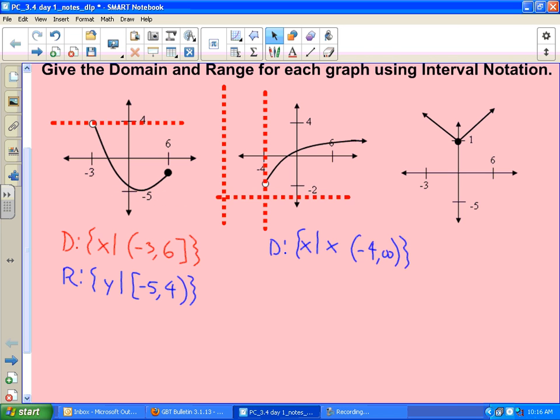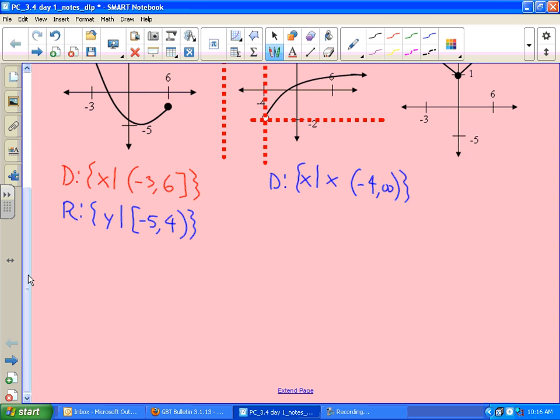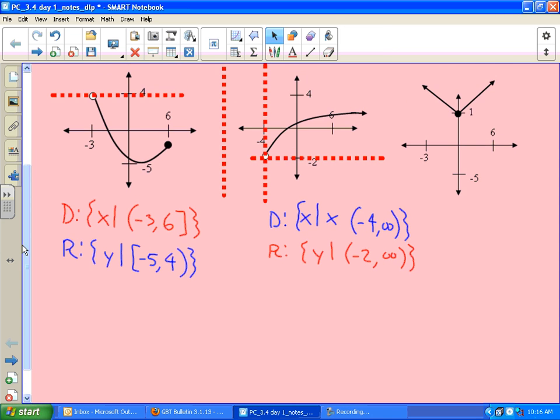Think about the range. There again, I'm limited there. That's the lowest point of my graph, and everything above it. So what's that one going to be? -2 and infinity, yeah. It just keeps going. So that defines all of the values of my graph. Again, think about it being squished, x-axis squished on the y-axis.